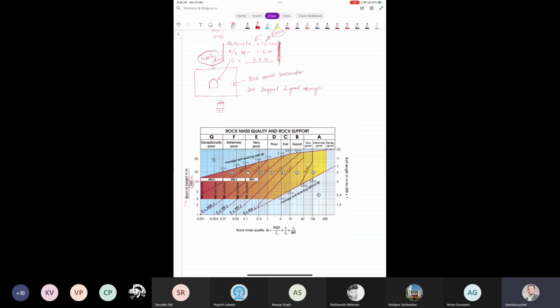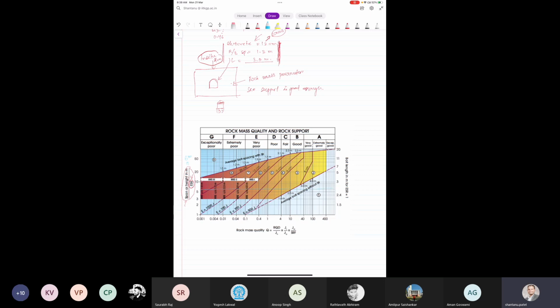Okay, so once you found out that, this ratio between span and ESR, let it be 6. Yes, for a circular tunnel, the span will be its diameter. So let it be 6, this is 6 meter. So you draw a line like this.